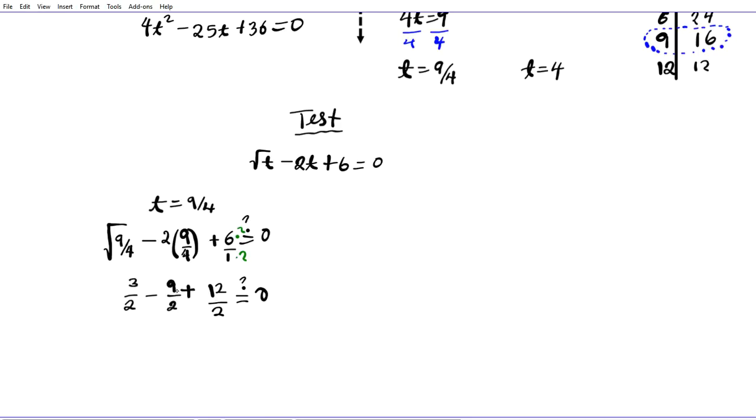3 minus 9 is negative 6. Negative 6 plus 12 is positive 6. Is 6 over 2 equals 0? Is 3 equals 0? The answer is no. So that tells us that this solution is extraneous.